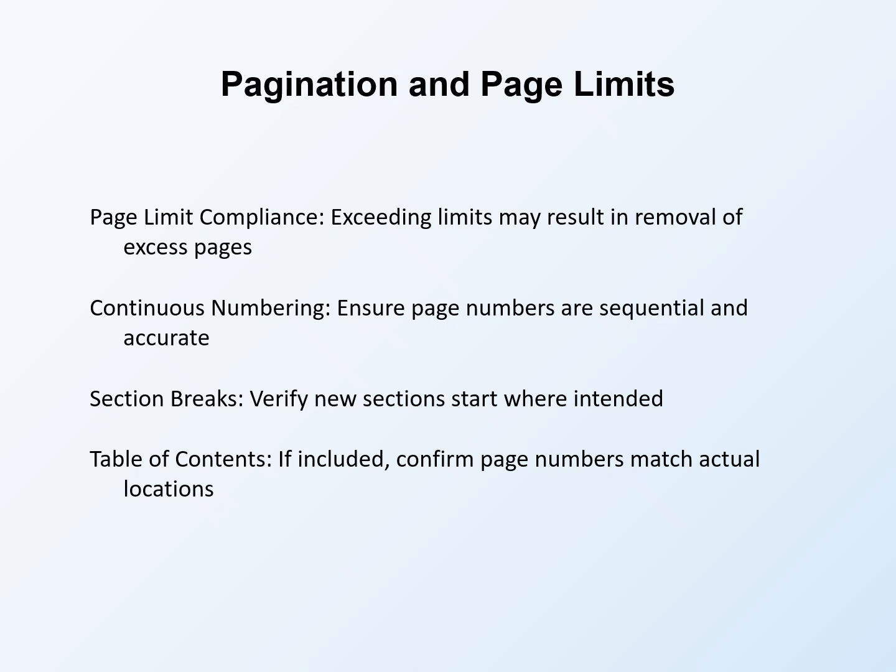If your proposal includes a table of contents, confirm that page numbers in the table match actual page locations. Tables of contents generated automatically can become outdated if you add or remove content. Update your table of contents as the last step before final conversion and verify accuracy manually.